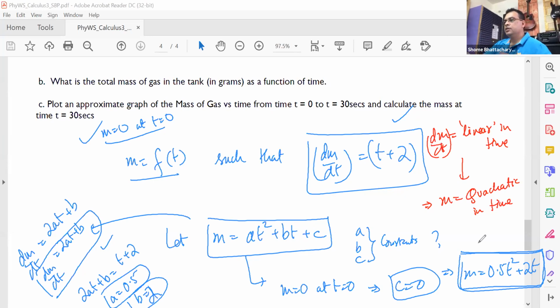Understood, sir. Okay, understood now. So this is just to get you used to now gradually what we are going to do in future chapters, how we are going to use calculus in an actual physics problem. So this is one example of that.